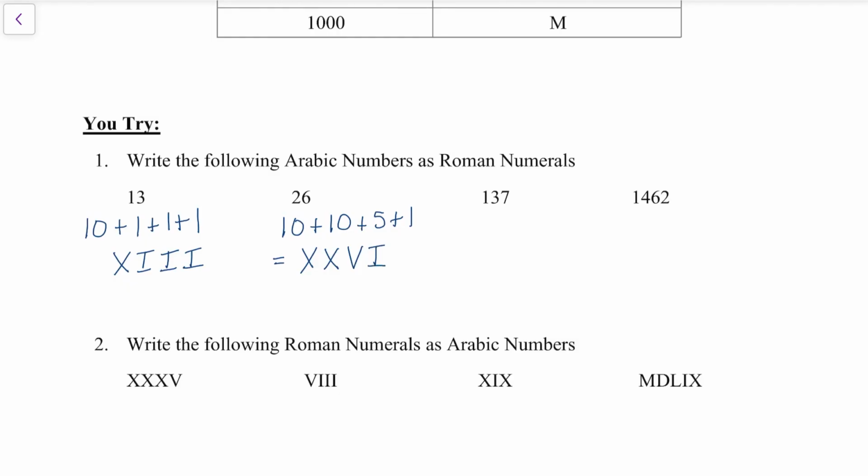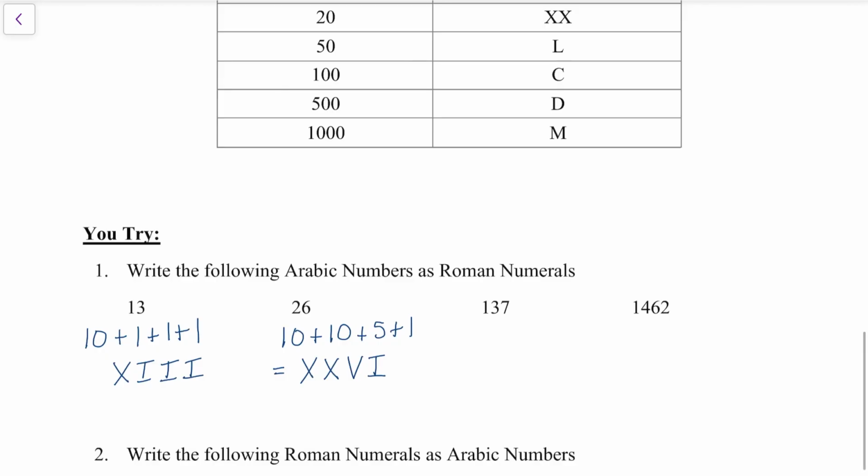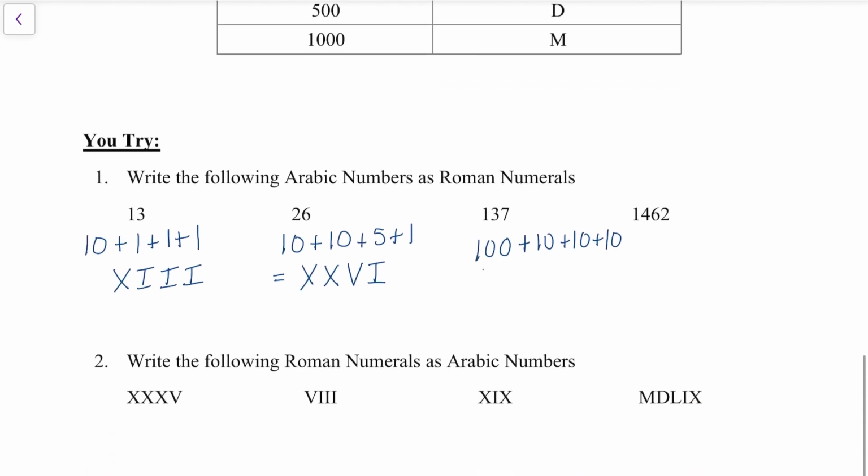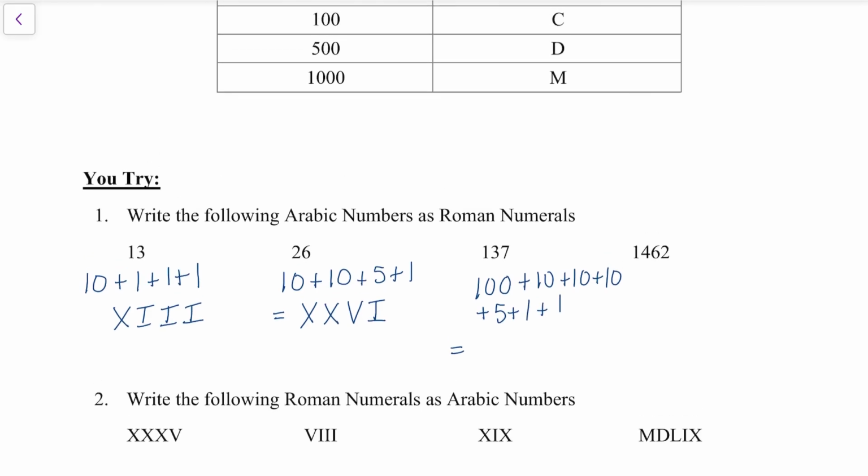For 137, so I'm looking at my numbers here. I can do 100 plus 10 plus 10 plus 10, and then 7 is plus 5 plus 1 plus 1. So all together, 100 is C, so C, X, X, X, V, I, I.